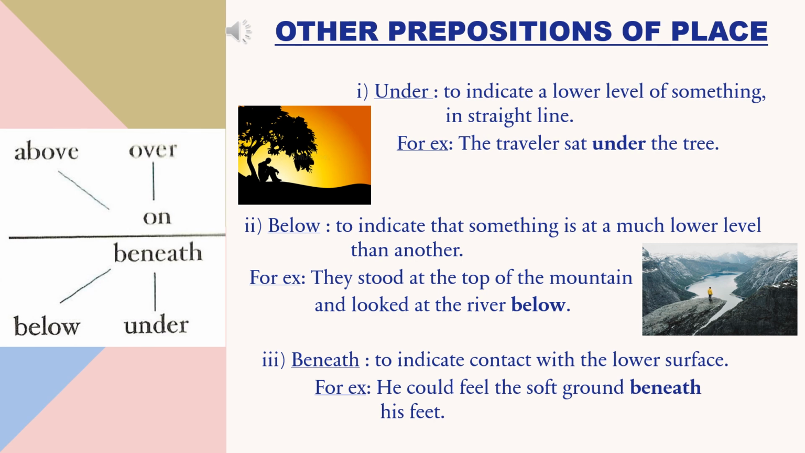The third one is beneath. Now beneath is just like on, but it's the opposite of on. So when we talk about beneath, it means that we are in contact with the lower surface, and it is used in a more formal way. For example, he could feel the soft ground beneath his feet. So obviously, if a person's feet are touching the ground, that means they are in contact. So in this situation, we can use the preposition beneath.